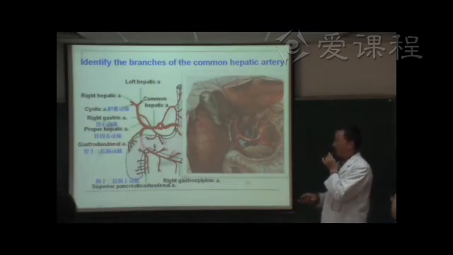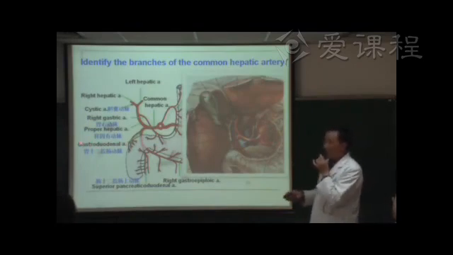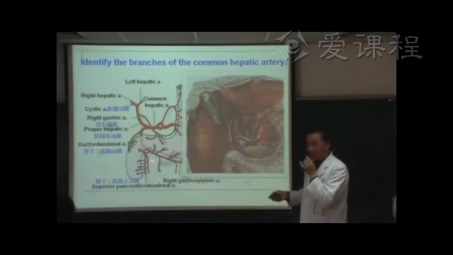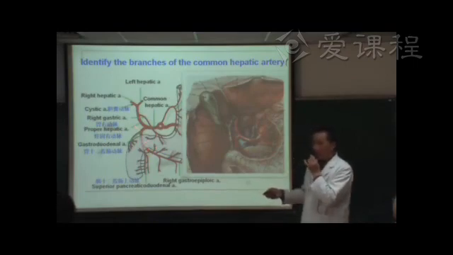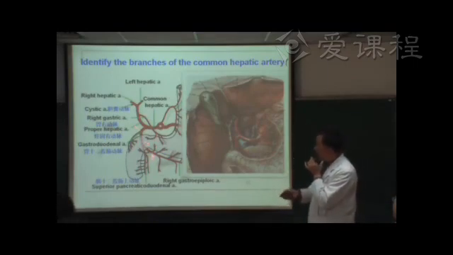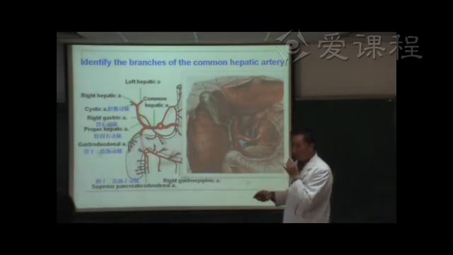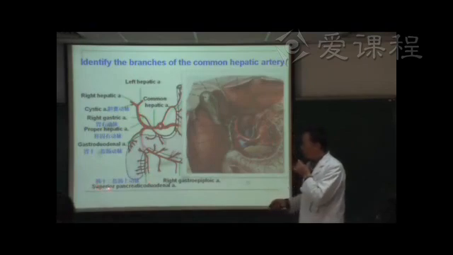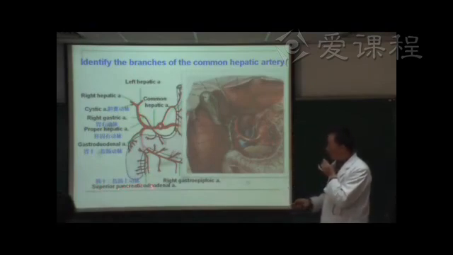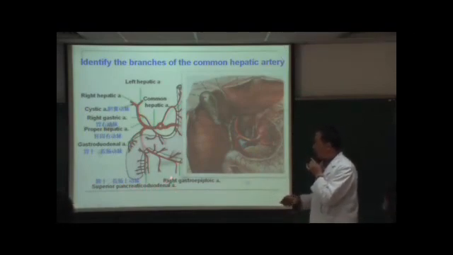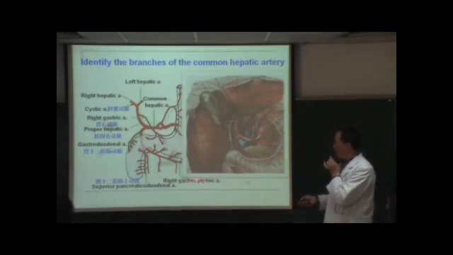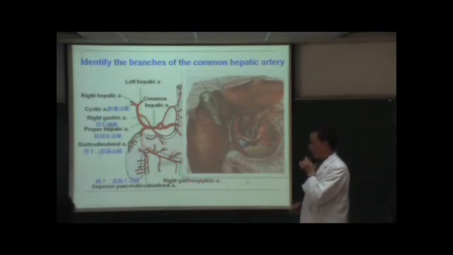Yes, 胃十二指肠动脉. This artery descends behind the first part of the duodenum and divides into several branches, at least 2 branches. One is called the superior pancreaticoduodenal artery, and another one is the right gastroepiploic artery. Read this artery, please.